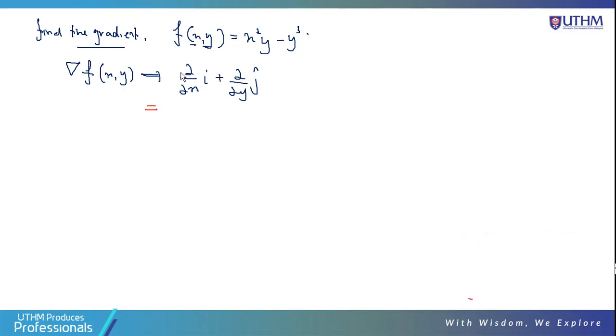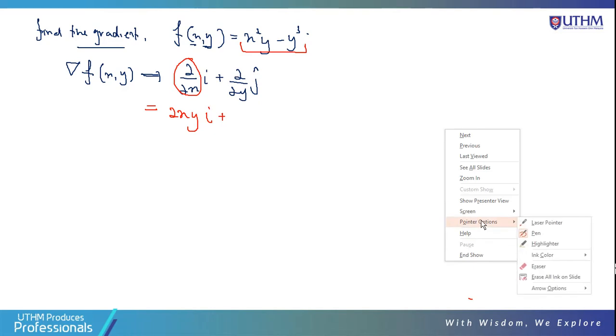Okay, so this one, partial derivative with respect to x. So this one, partial derivative with respect to x. So you get 2xy i. Okay, and then plus, so this one you need the partial derivative with respect to y.